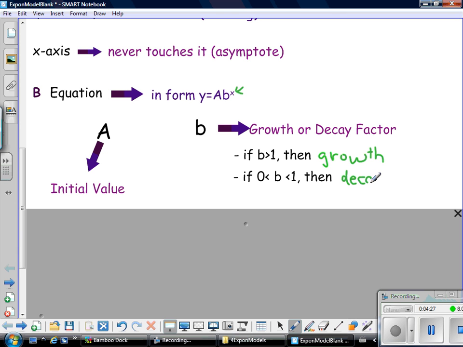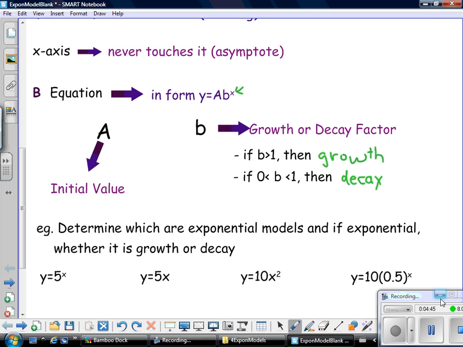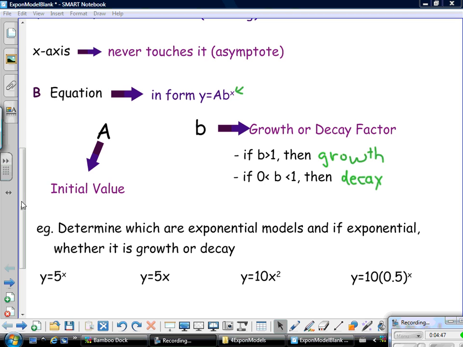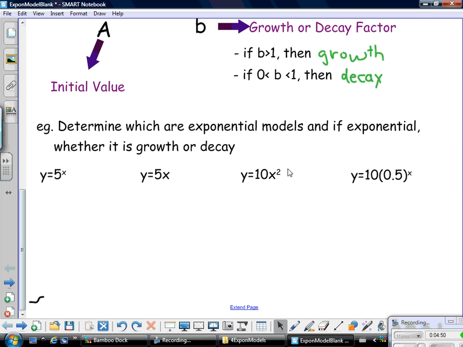So we need to be able to, first of all, determine whether an equation is exponential, in other words, whether it's in this form. And we also need to be able to tell whether it is exponential growth or decay. So let's look at some examples to determine that. Here it says determine which are exponential models and, if exponential, whether it is growth or decay.